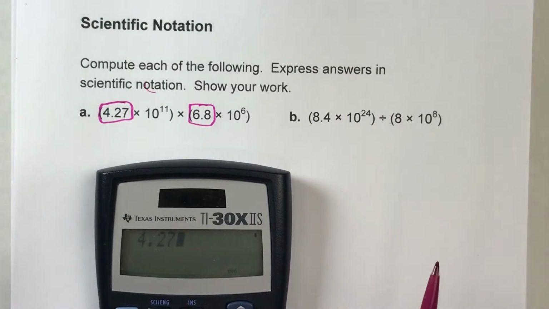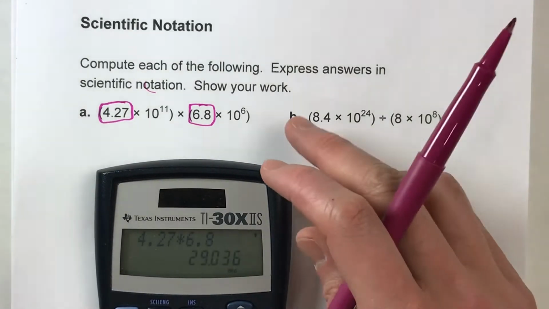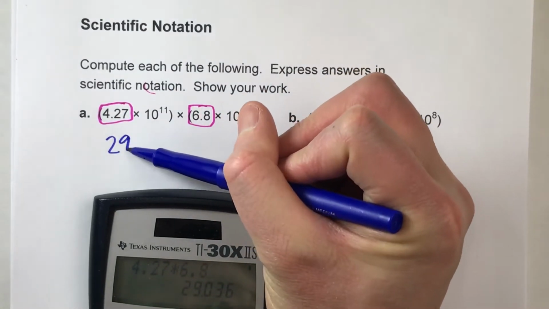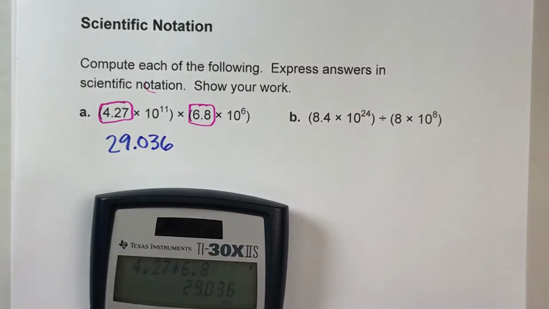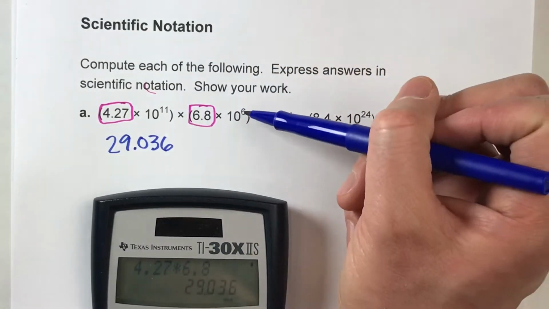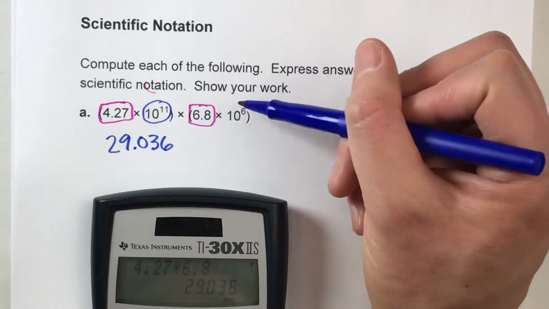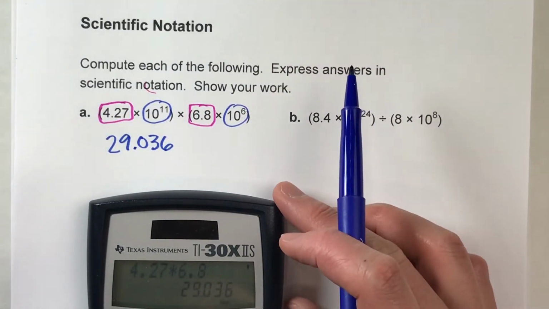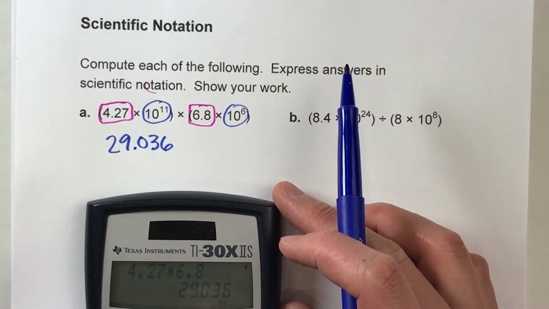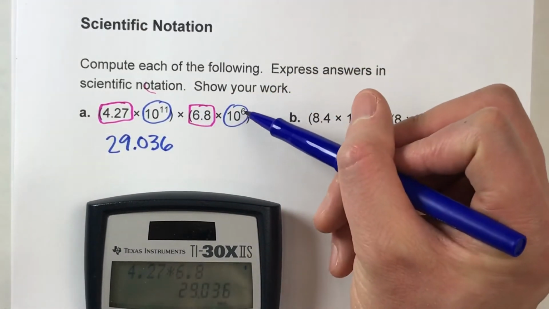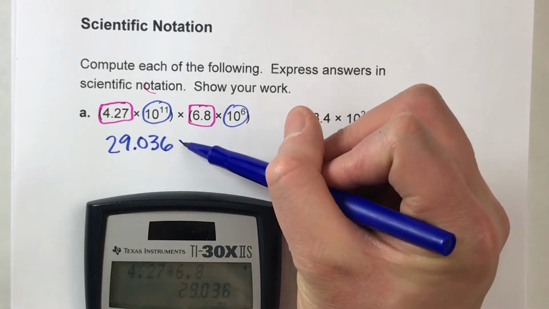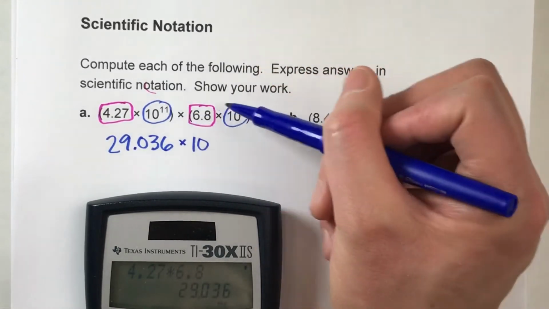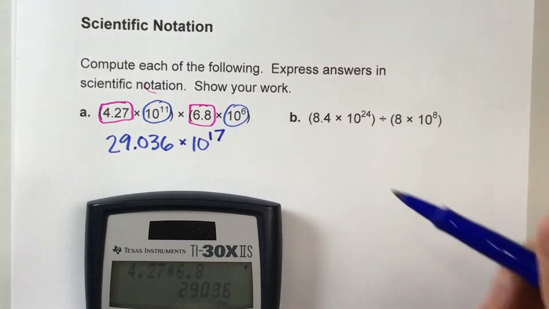So 4.27 times 6.8 gets me 29.036. So I'm going to write that down. 29.036. Now, we've also got those powers of 10. We're going to be multiplying 10 to the 11th power times 10 to the 6th power. Now, you have to know your power rules to multiply those two together. 10 to the 11th power times 10 to the 6th power. The rule is when you're multiplying powers, we keep the base and add the exponents. 11 plus 6 is 17.